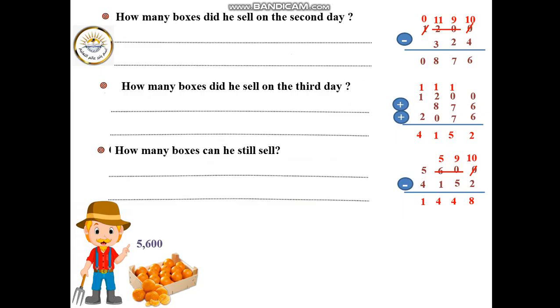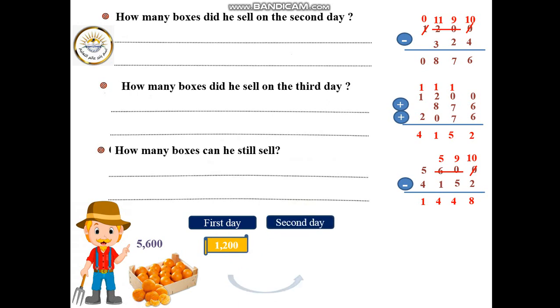Let's read the question together. How many boxes did he sell on the second day? Let's remember, first of all, he picked 5,600 boxes. On the first day he sells 1,200 boxes, and on the second day he sells 324 boxes less than the first day. So on the second day he sells 1,200 minus 324. So the equation is 1,200 minus 324.